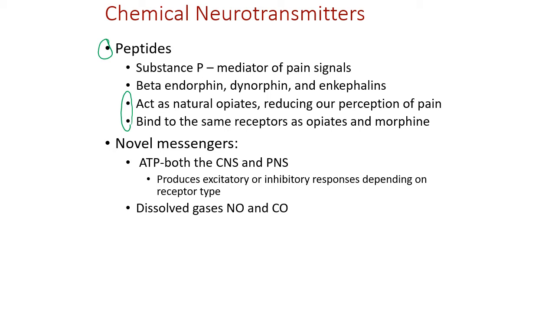And then we have what we call novel transmitters. These novel messengers are substances that we don't typically associate with being a neurotransmitter, things like ATP, as well as gases like nitric oxide and carbon monoxide. They all can function as neurotransmitters as well.